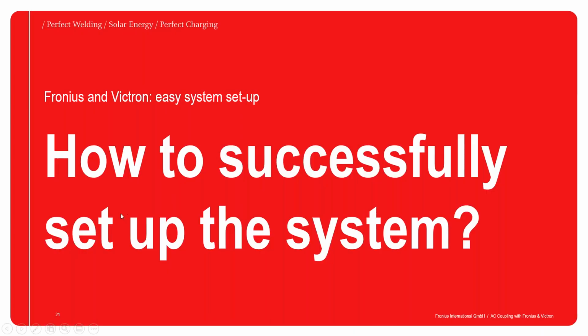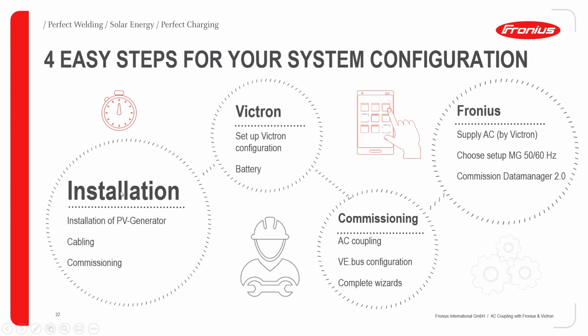Great, so now let's look at how to successfully set up the system. Basically, there are four easy steps. It can take any of these orders, but we have installation of the PV generator, carrying out the cabling, commissioning it, and then setting up the Victron system using the Victron configuration process. Set up your battery, go through the commissioning process, set up the AC coupling line, do the VE.Bus configuration, and complete the wizards. All these will be emphasized by my Victron colleagues in this presentation.